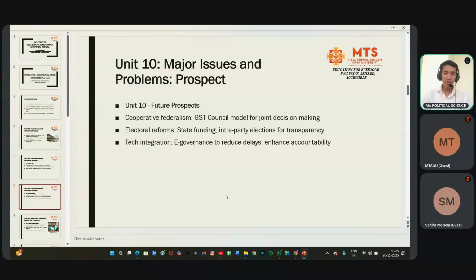Tech integration, e-governance to reduce delay and enhance accountability. Okay, so we should use technology in government also, so that technology helps us in making things faster. Technology makes things very fast, so we have to use technology in governance also. E-governance enhances accountability. Okay, everything is recorded. So these are the basic things required for strengthening our federalism.